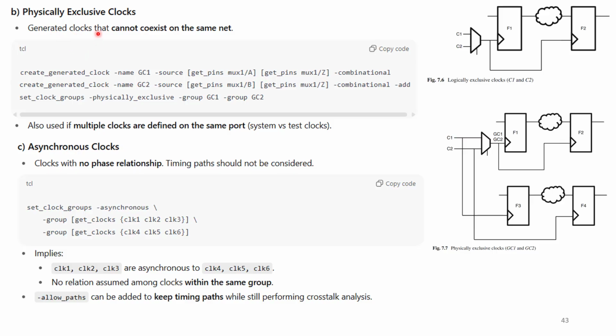These are generated clocks that cannot coexist on the same net. You have to consider this particular example. On a single net, you should not apply two different clocks. These two clocks are generated clocks, where GC1 is generated from C1 and GC2 is generated from C2. Let us see how to write the constraint for GC1 and GC2.